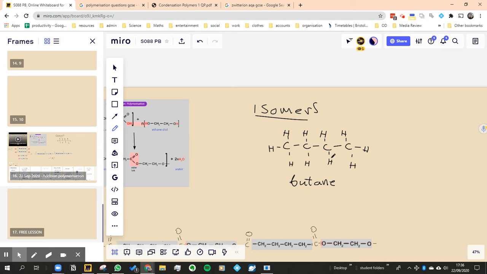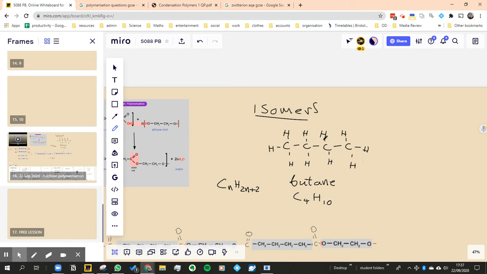Now what I've drawn there, we call that a displayed formula. The molecular formula is just simply how many of each atom it has. So it's going to be C4H10. The general formula for alkanes is always CnH2n+2. That's because every carbon is going to have 2 hydrogens on it, so that's the 2n, but it's also going to have another 2 at either end, so that's the plus 2. You can also try and make it yourself and find it out as well.